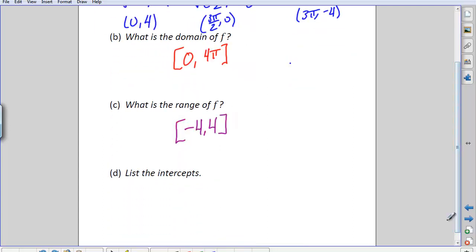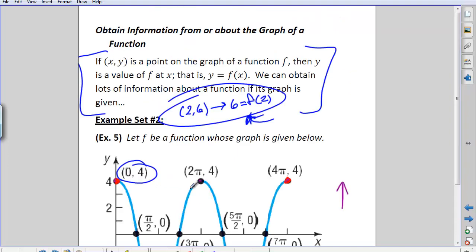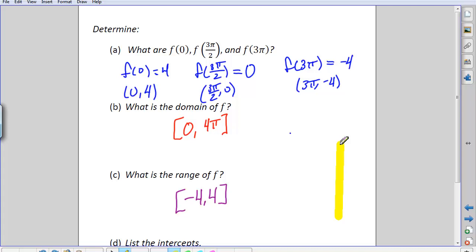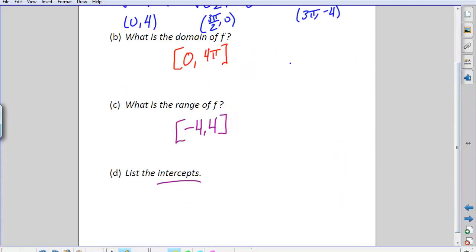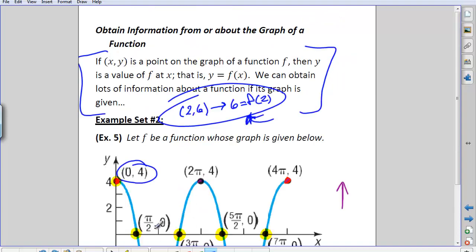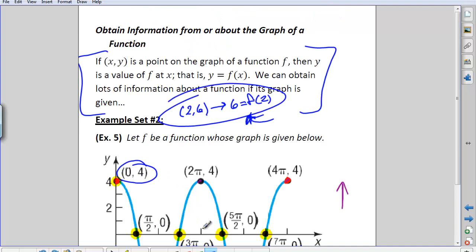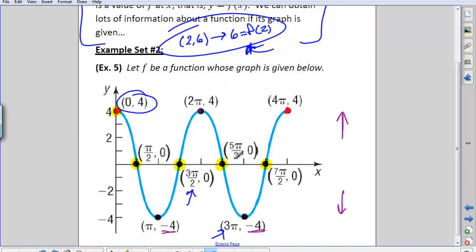List the intercepts. Okay, so do we have any intercepts on the graph? Any points where it crosses the x or y axis? And we can actually say crosses or touches. If it touches the x or y axis, that's also considered an intercept. And so we do have a point where it crosses the y axis there. And then there's, I'm sorry, 4 points where it crosses the x-axis. So the first intercept is (0, 4). And then (pi halves, 0), (3 pi halves, 0), (5 pi halves, 0), and then (7 pi halves, 0).